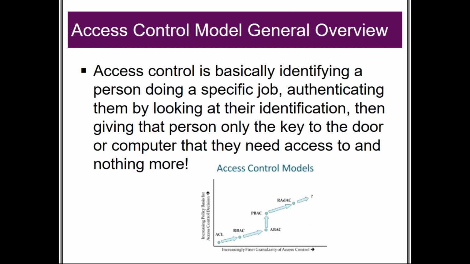Before I get into break glass and how we can use it for access control, let's just take a quick look at the access control model in general. So as I have here, access control is basically identifying a person doing a specific job. Now I'll get more into that later. Authenticating that person by looking at their identification and then giving that person only the key to the door or the computer that they need access to and nothing more. So keep that in mind as I go through this presentation.